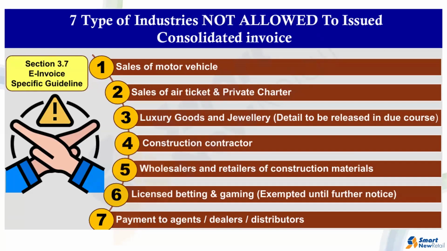Okay, so these are the 7 types of industries that are not allowed to issue consolidated e-invoice. The sales of motor vehicle, the sales of air ticket and private charter, luxury goods and jewelry. Then construction contractor, wholesalers and retailers of construction materials, licensed betting and gaming, currently exempted until further notice, and then payment to agents, dealers, and distributor. So all these are not allowed to issue consolidated invoices.